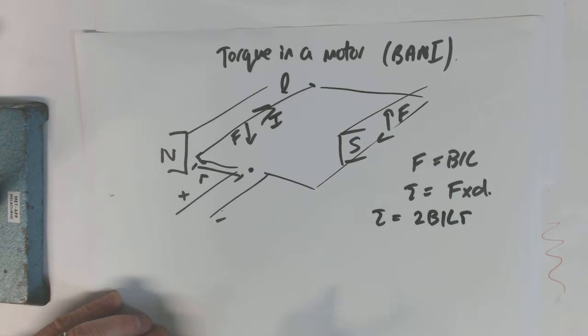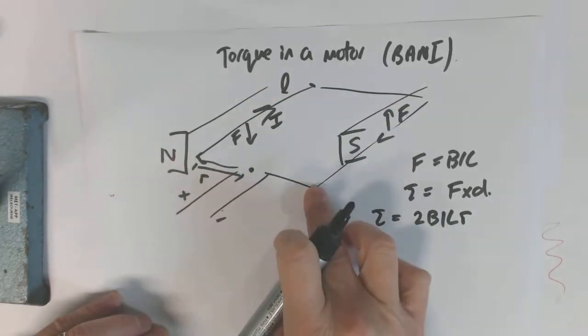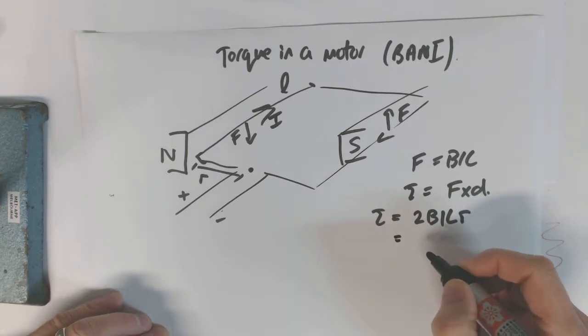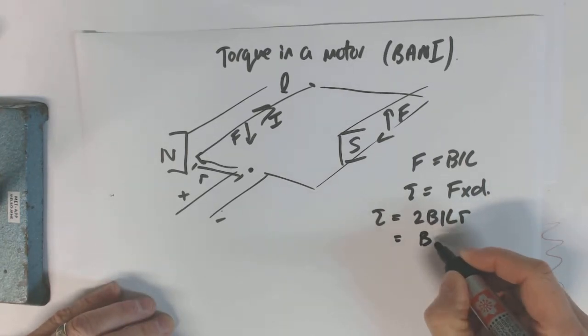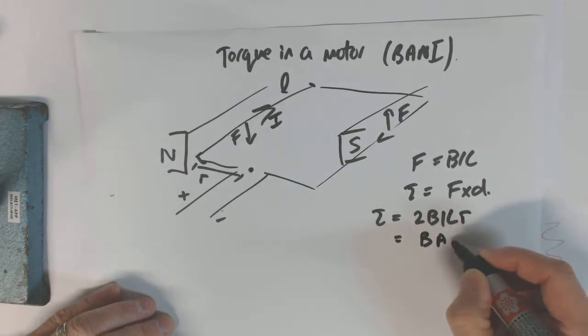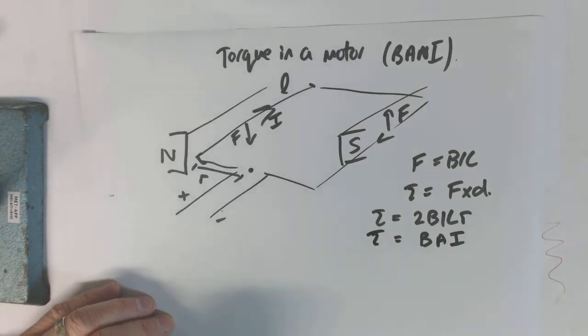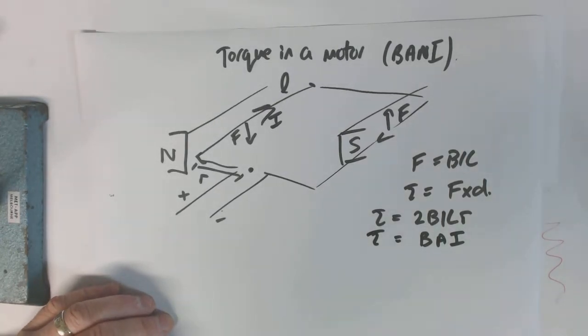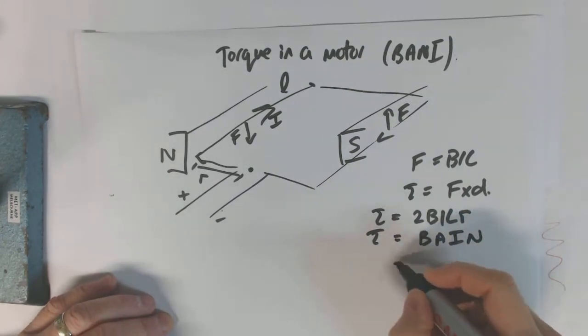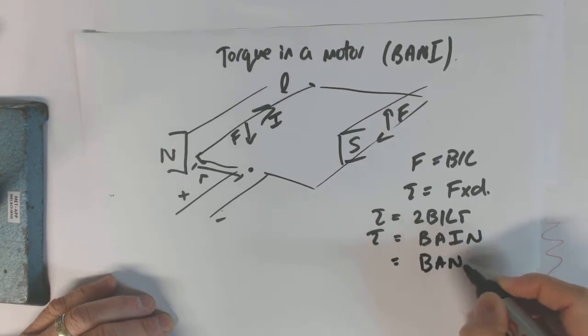So if we actually have a look at that, 2 times the length times the radius, right? Length times 2 radii is area. So we can actually just call that A. So we can say the torque equals BAI. If we've got more than one loop, we can put an N on there. We call N the number of loops. So torque equals BANI.